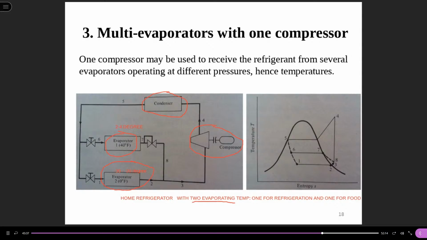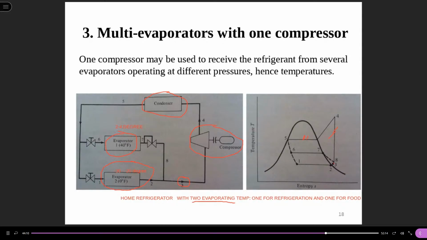So usually the evaporators have different evaporating temperatures. So how do we construct the cycle? Starting from state 3, 3 to 4 is an isentropic compression process. Then 4 to 5 is a heat rejection process in the condenser.